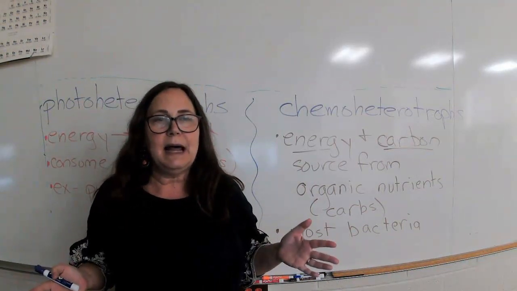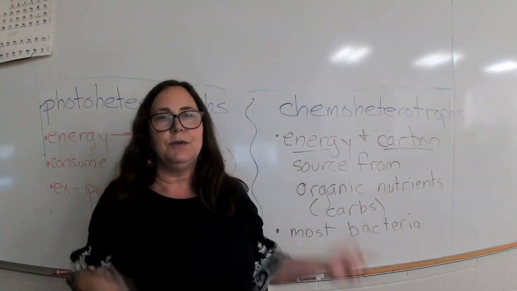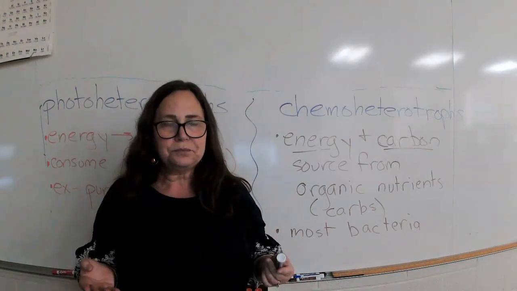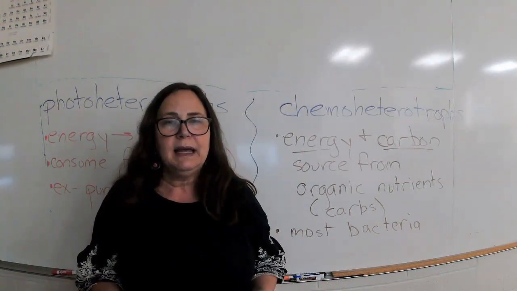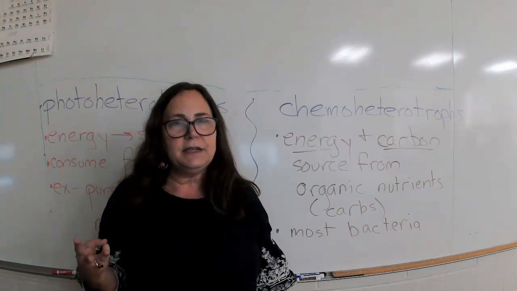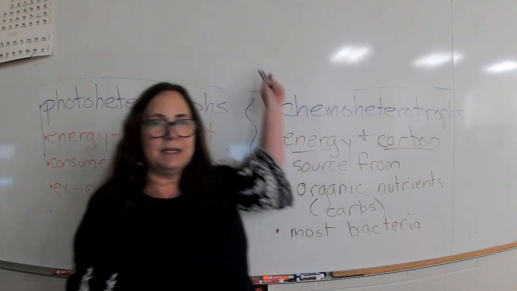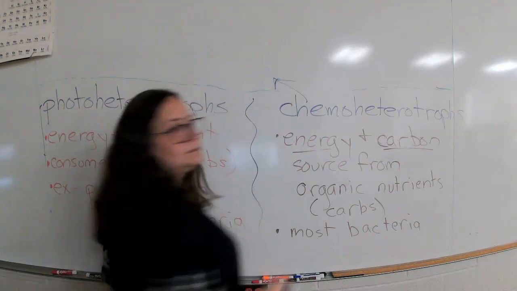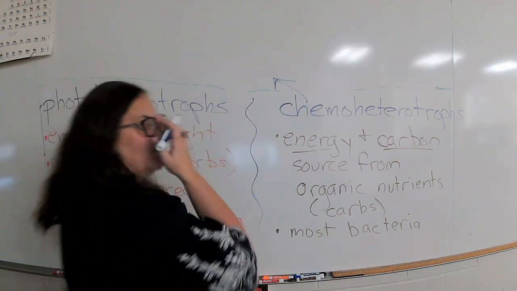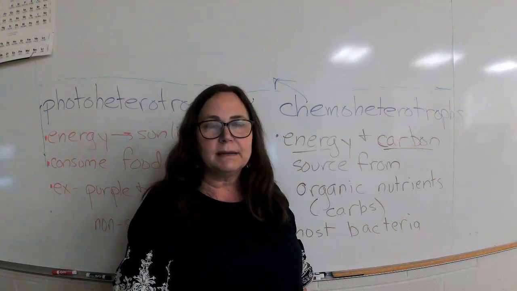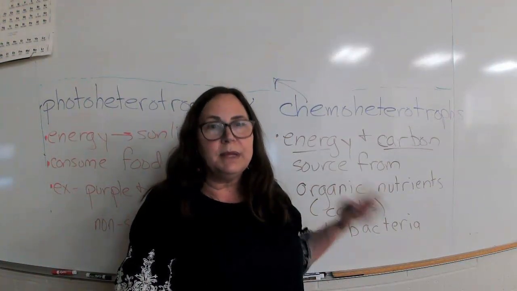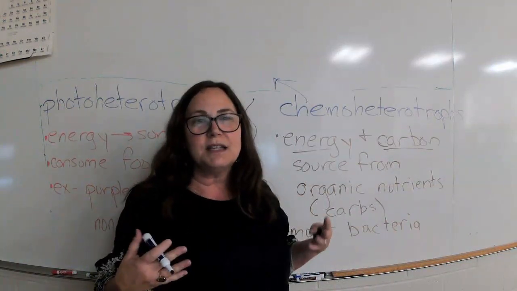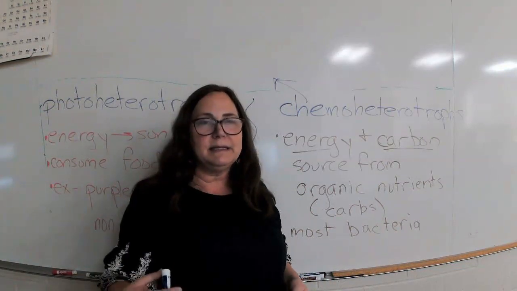So the last thing that I want to talk to you about before I move on and show you some slides is that there are really three different types of chemoheterotrophs. I'm going to see if I can just write up here. So a chemoheterotroph can be aerobic, or it can be anaerobic. Aerobic means that it lives off of oxygen. It breathes, or it doesn't really breathe, but it consumes oxygen. And anaerobic means that it does not.